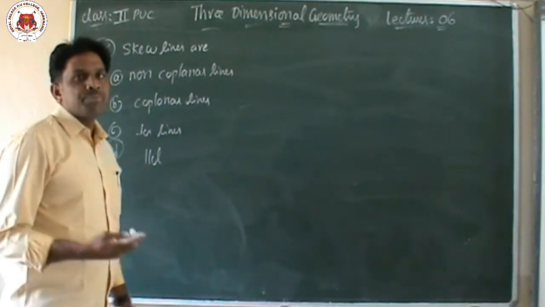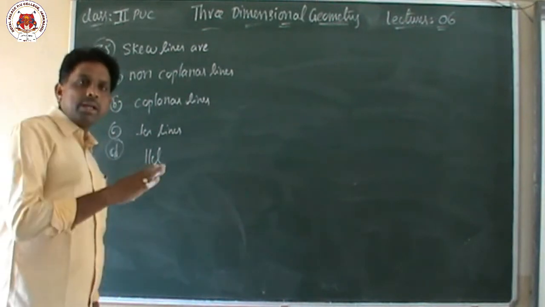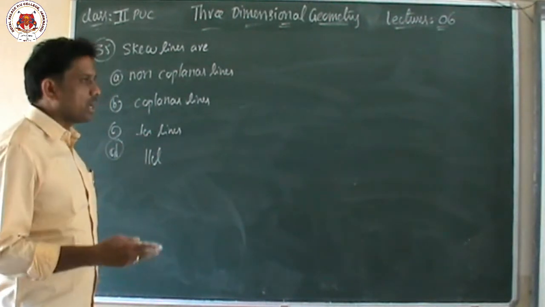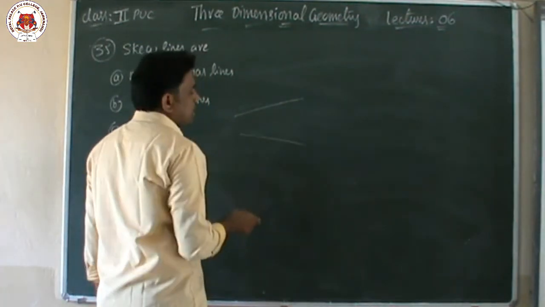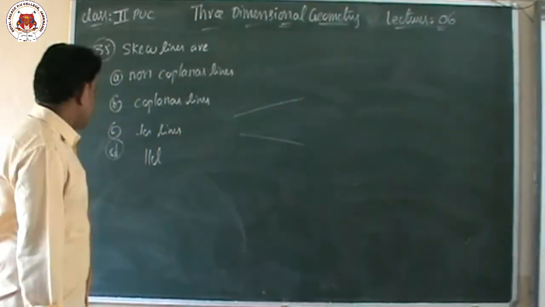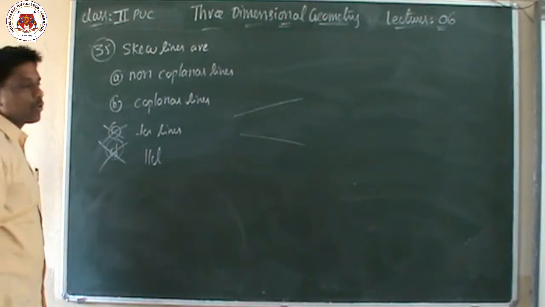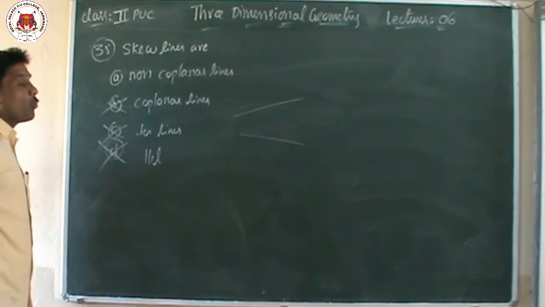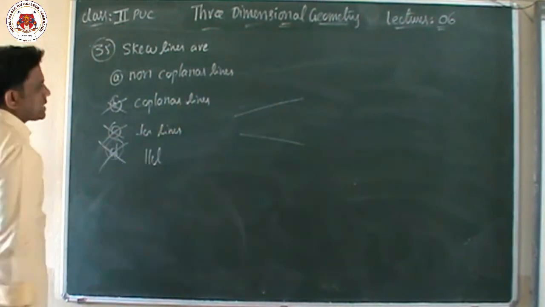Skew lines means two lines which are neither parallel, nor intersecting, nor perpendicular also. That means they are not parallel lines, no. They are not perpendicular lines, no. Coplanar lines also, no. Why? What's the meaning of coplanar? Coplanar is nothing but intersecting lines.